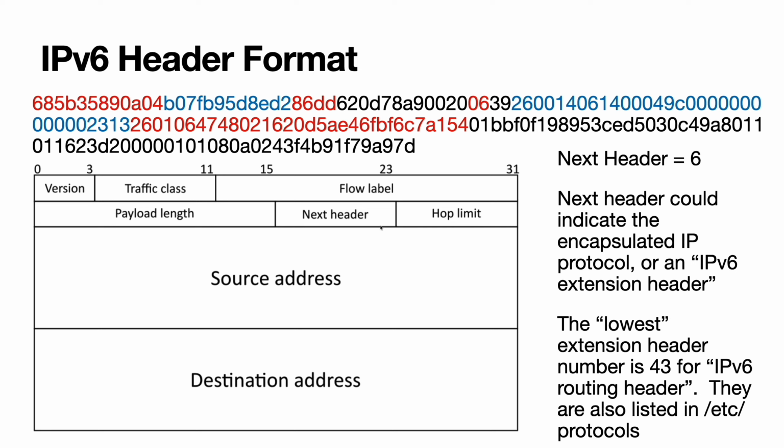And the etc protocols file includes the IPv6 extension header numbers in the same list. So the protocol numbers and the extension headers use the same numbering ranging from 0 to 255. So in this case, the next header field is 6, meaning that this IPv6 packet encapsulates TCP information. If the number was 43 in decimal, then that would be an IPv6 routing header, which is the lowest extension header. We're going to cover IPv6 extension headers later. For now, just know that it's called the next header field, but it really means the contents. And if it's 6, then it is TCP.